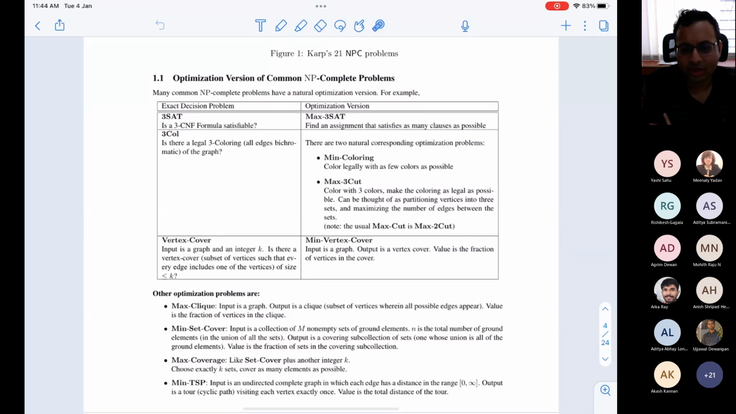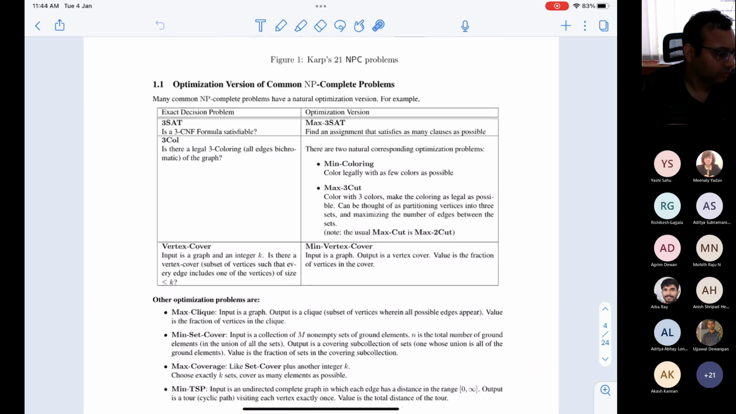But in optimization, you can have multiple questions. For example, you can try to color it using as few colors as possible. So not 3, but maybe 4, 5. Can you do it using the minimum number of colors possible? A second question could be: you color with 3 colors, but maybe it's not possible to have a legal coloring of all the vertices using 3 colors. But you make it as legal as possible. So you want to maximize the number of edges which satisfy this legal coloring, and so on. There are a lot of other problems we'll come across in the course.